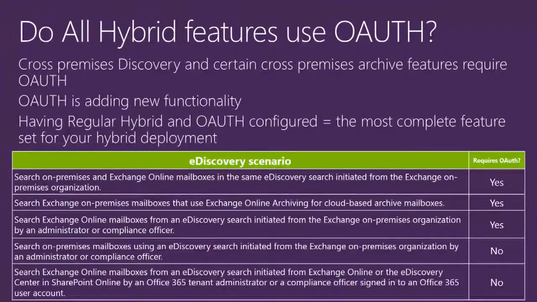Things to keep in mind, if you do a discovery search on-premises on a mailbox on-premises, you don't need OAuth. Or if you do a discovery search initiated in Office 365 on a mailbox in Office 365, obviously you do not need OAuth. Any other cross-premises scenario from on-premises to Office 365, whether it is a mailbox or archive, requires OAuth.